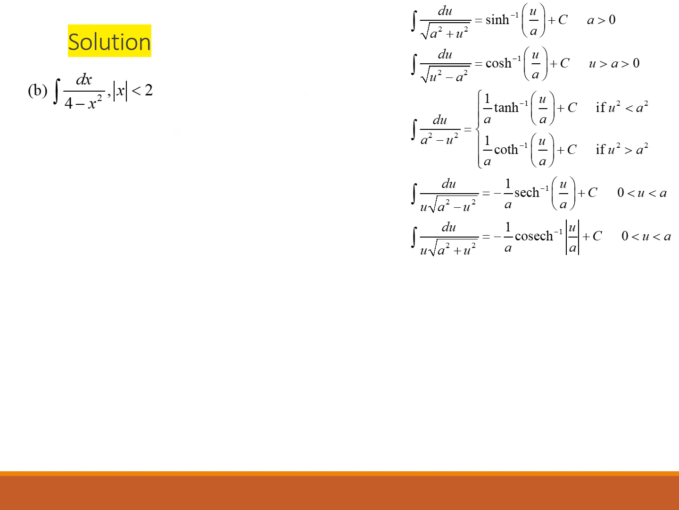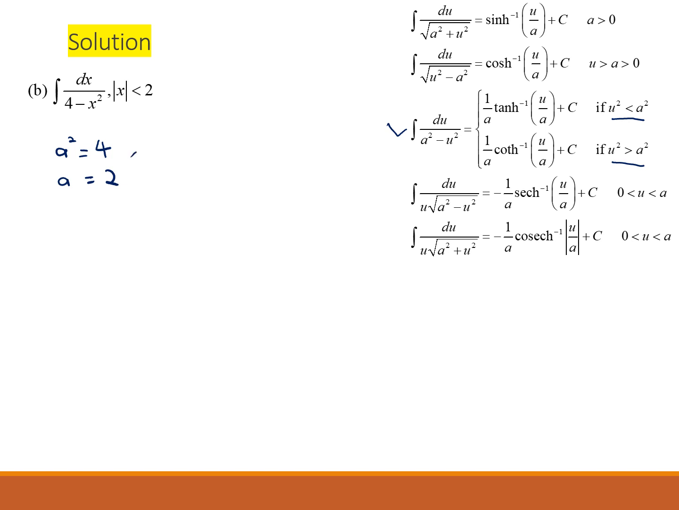The next question is the integral of dx over 4 minus x squared, and the given condition is the modulus of x is less than 2. So there is one formula which will give you two answers based on the conditions. First, let us identify a. Our a squared is equal to 4. Therefore, a is equal to 2.